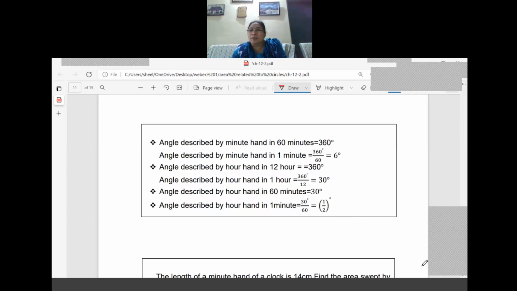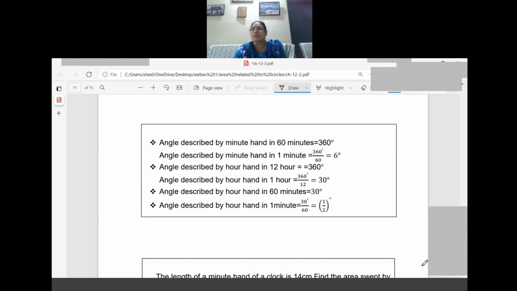Angle described by minute hand in 60 minutes. The minute hand takes 60 minutes for one complete revolution. So in 60 minutes, how much angle does it describe? It describes 360 degrees, right? Now what are we calculating? 1 minute. How can we calculate? Angle described by the minute hand in 1 minute, in the unitary method only, nothing else. So 360 by 60 is equal to 6 degrees.